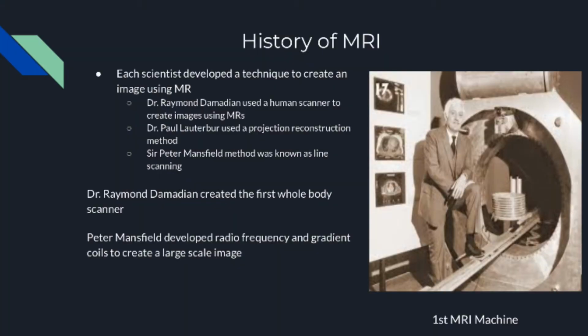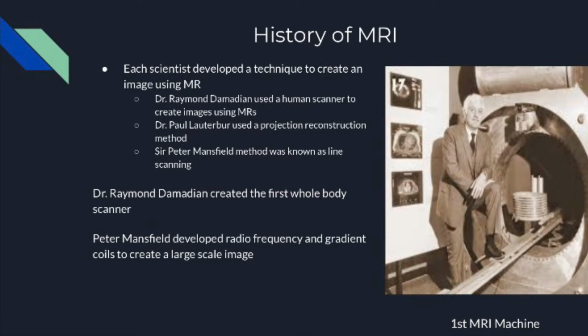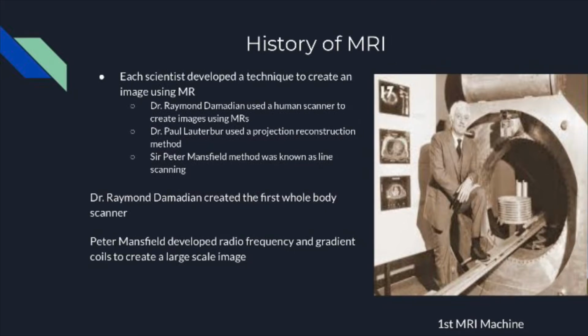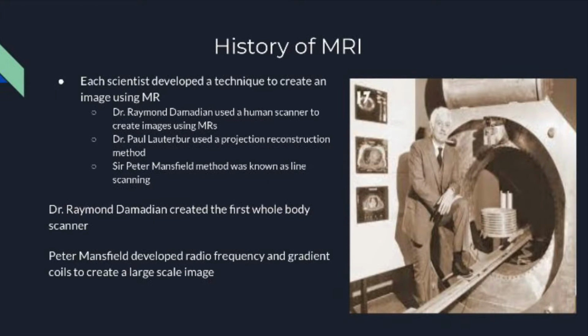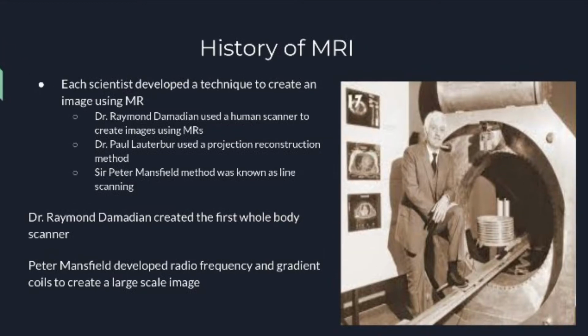Each scientist developed a technique to create images using MR. Dr. Raymond used human scanners to create images using MRs, while Dr. Paul used projection reconstruction methods, which are still used partly today in reconstruction in today's MRIs, while Sir Peter Mansfield's method was known as line scanning, which involved scanning pieces of structure that when combined created an image. In 1977, Dr. Raymond created the first whole body scanner, and images created were more detailed than X-rays and CAT scans, and Dr. Peter Mansfield developed radio frequencies and gradient coils to create a large-scale image.